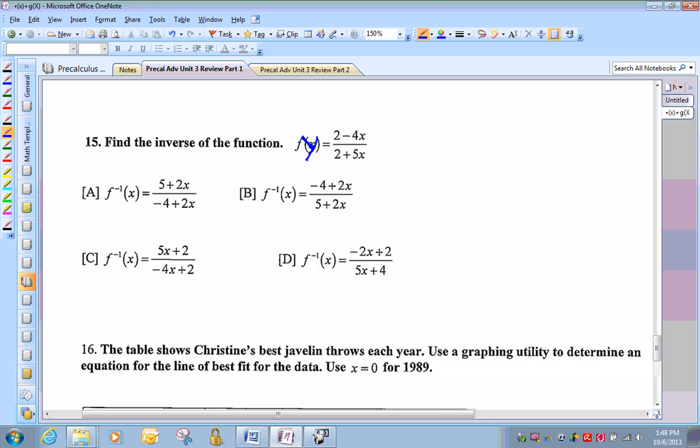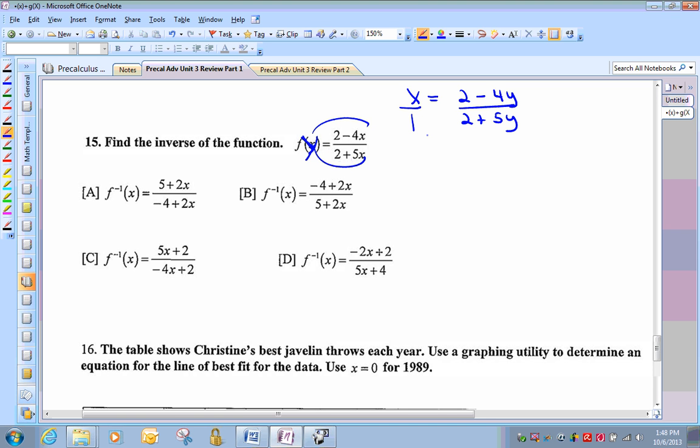This is going to be a y. We're going to switch our y's and our x's. So we're going to say x equals 2 minus 4y over 2 plus 5y. If I have a fraction and an equal sign, I'm going to make this look like a fraction by putting it over 1. And then what am I going to do? That's right, I'm going to cross multiply to solve for y.